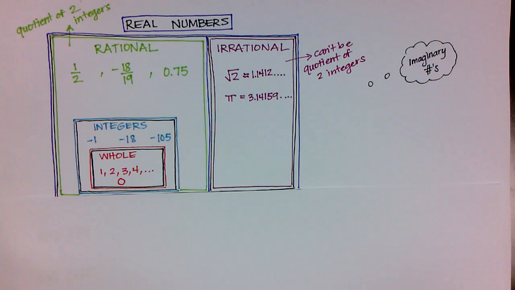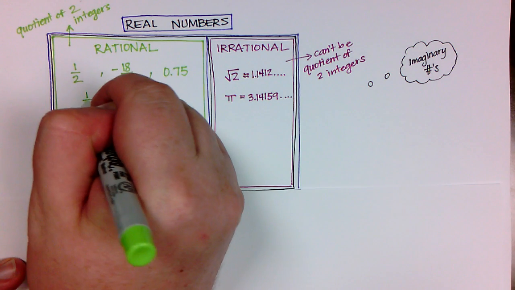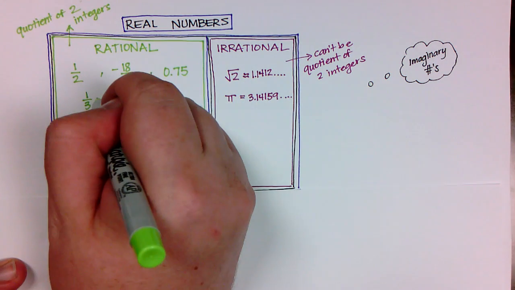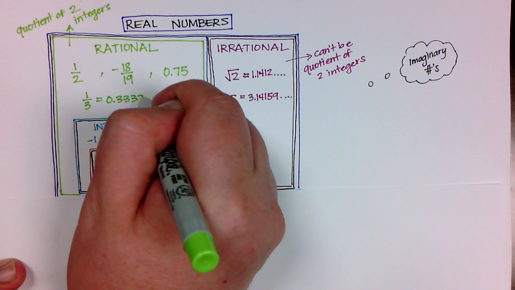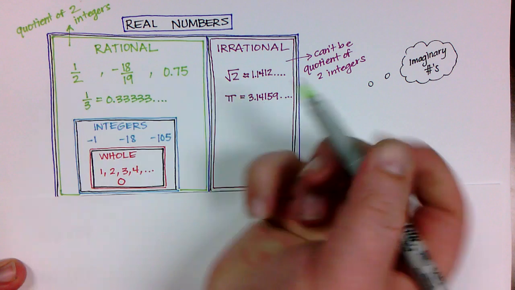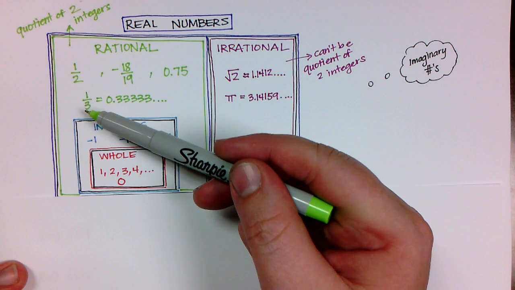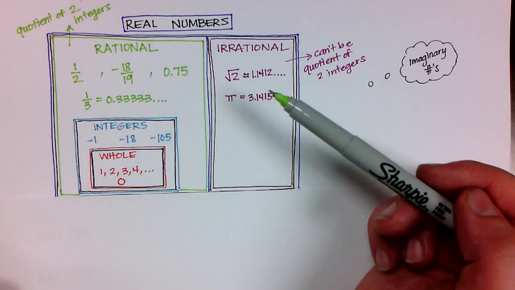So don't be confused, because sometimes you might have the fraction 1/3, and if I put this in a calculator, it's really 0.33333, and it keeps on going. But this can still be written as two integers being divided, where the irrational ones cannot.